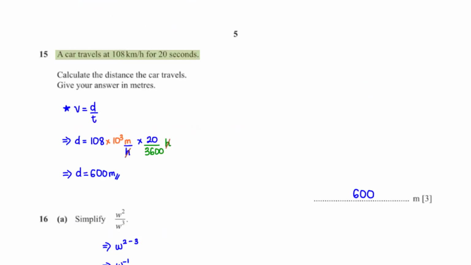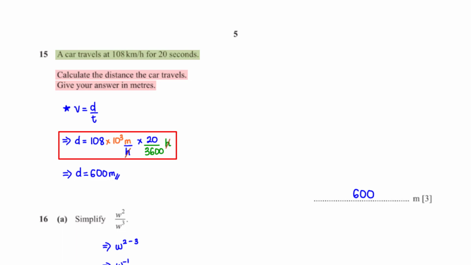A car travels at 108 kilometers per hour for 20 seconds. Calculate the distance the car travels. Give your answer in meters. Based on this formula, we can get the distance the car travels by multiplying the car's speed, which is 108 kilometers per hour, by the time duration, which is 20 seconds.